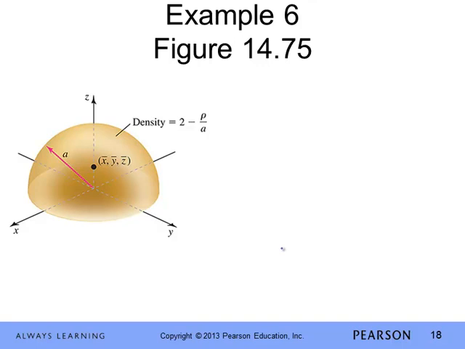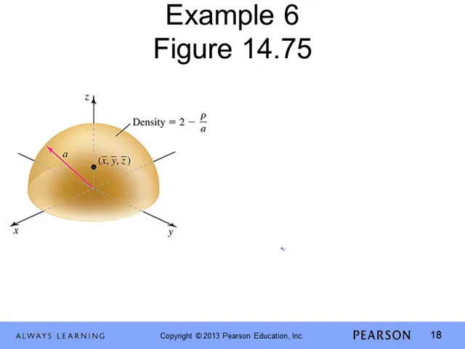When rho is 0, so when you're right at the origin, then the density is 2. But the further away that you go from the origin, the smaller the density is going to be. And right on the hemispheric surface, rho is equal to a. a over a is 1, 2 minus 1 is 1. So the density is 1. So the density is going to vary between 2 at the center out to 1 on the outer surface. So the question is, where is the center of mass for this?